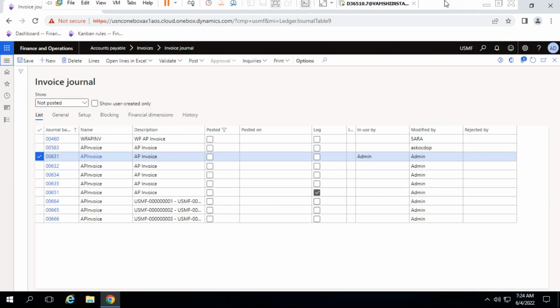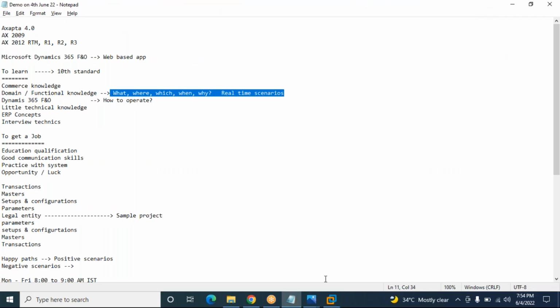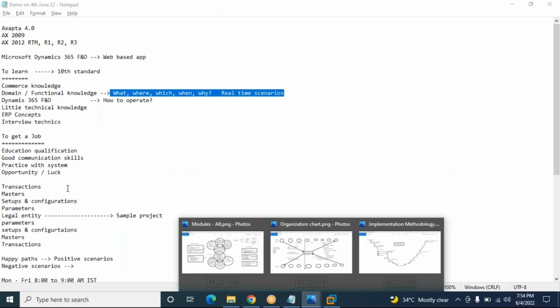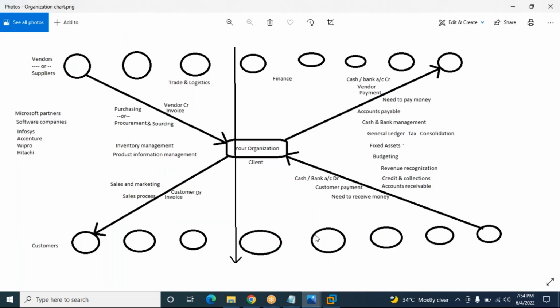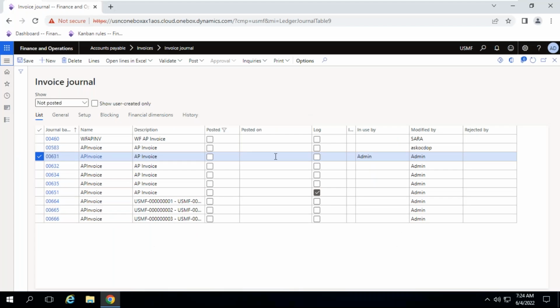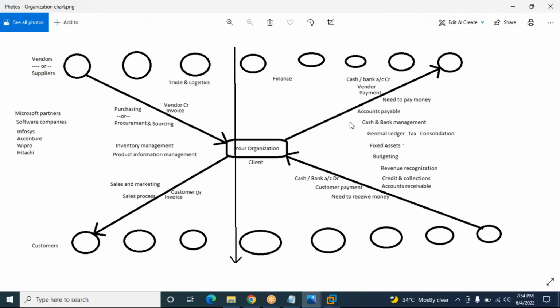Everything I will explain in the pictorial diagram first. First, I will explain in the notepad, and I will open the pictorial diagram and explain here, and then I will show in the system so that you can understand easily. So can we have material also? Means you can provide this picture diagram or something.